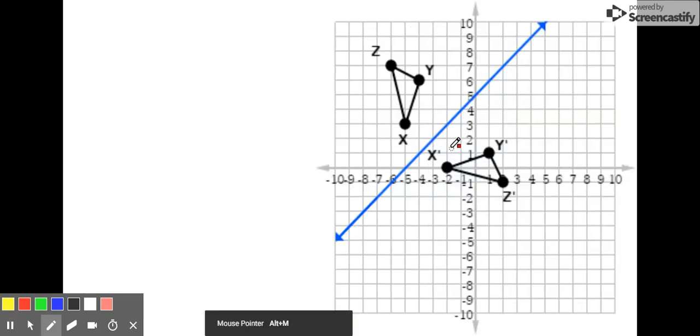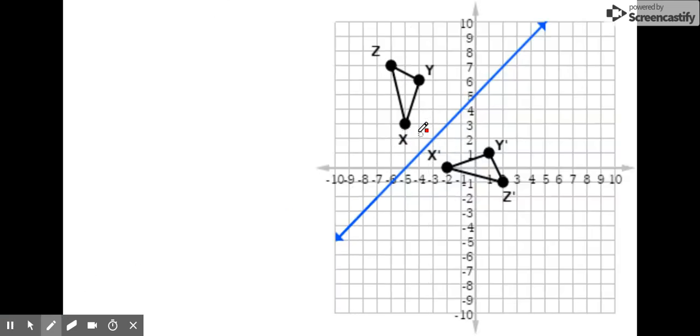So as you can see, we reflected over this line, and we can tell we reflected because the orientation of the pre-image changed. So if you look at the pre-image, we went from x to y to z in this motion, which is counterclockwise. But over here in the image, that same motion is now clockwise, and that's important. That's how you know you reflected correctly.